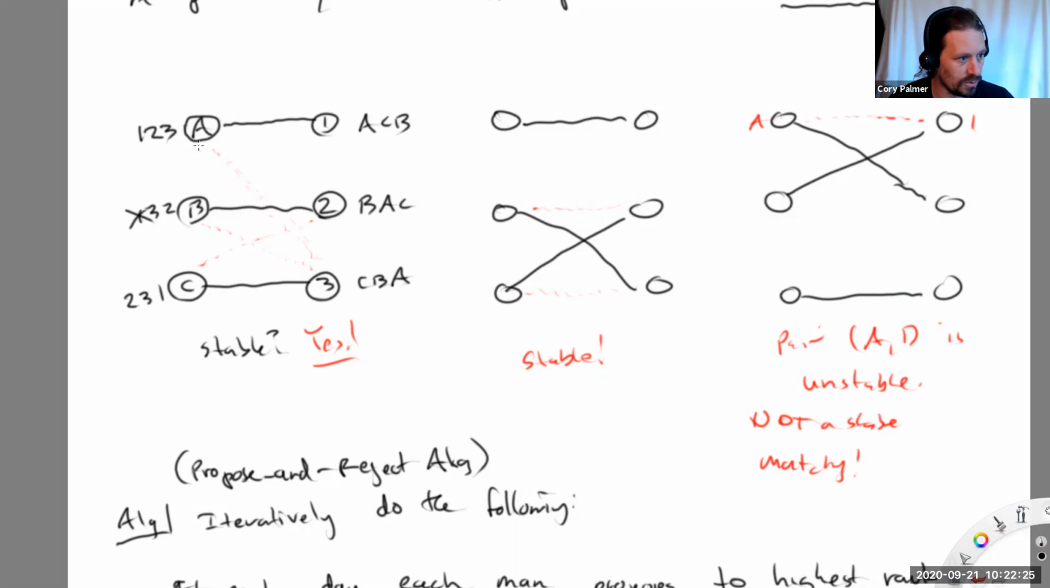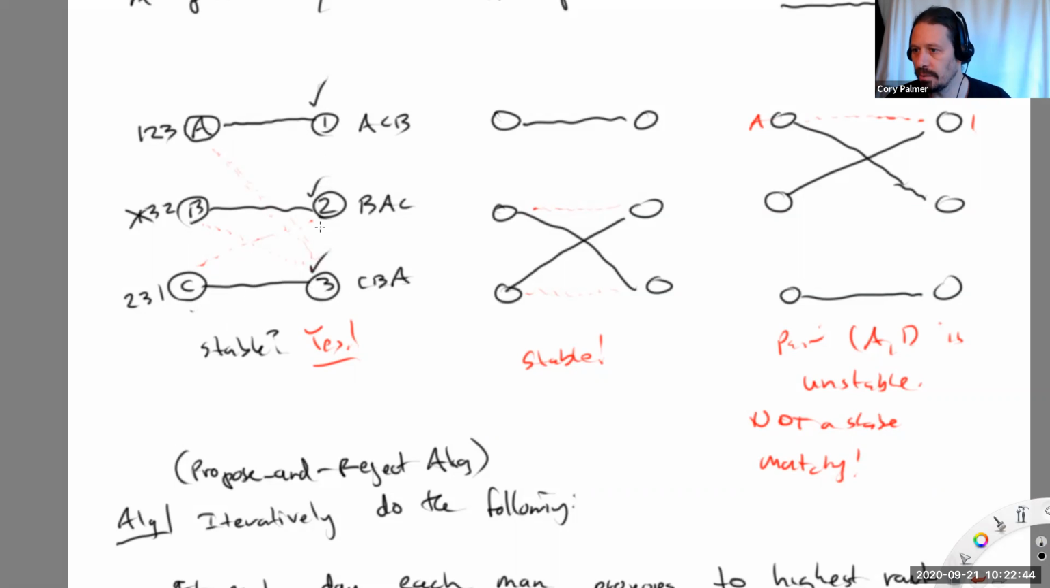All right, day 2, A proposes to 1 again, B proposes to 3, and C proposes to 2. And then we actually stop, right? Because now 1 got 1 proposal, 2 got 1 proposal, which was C, and 3 got 1 proposal, which was B.